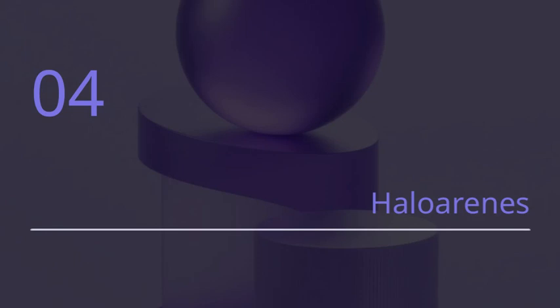Haloarenes are a fascinating class of aromatic compounds that are derived from benzene by replacing one or more hydrogen atoms with halogen atoms such as chlorine, bromine, iodine, or fluorine. These compounds are important in both industrial applications and organic synthesis because of their unique chemical properties. When we look at haloarenes, the key point to remember is that the halogen atom influences the reactivity and the physical properties of the compound.